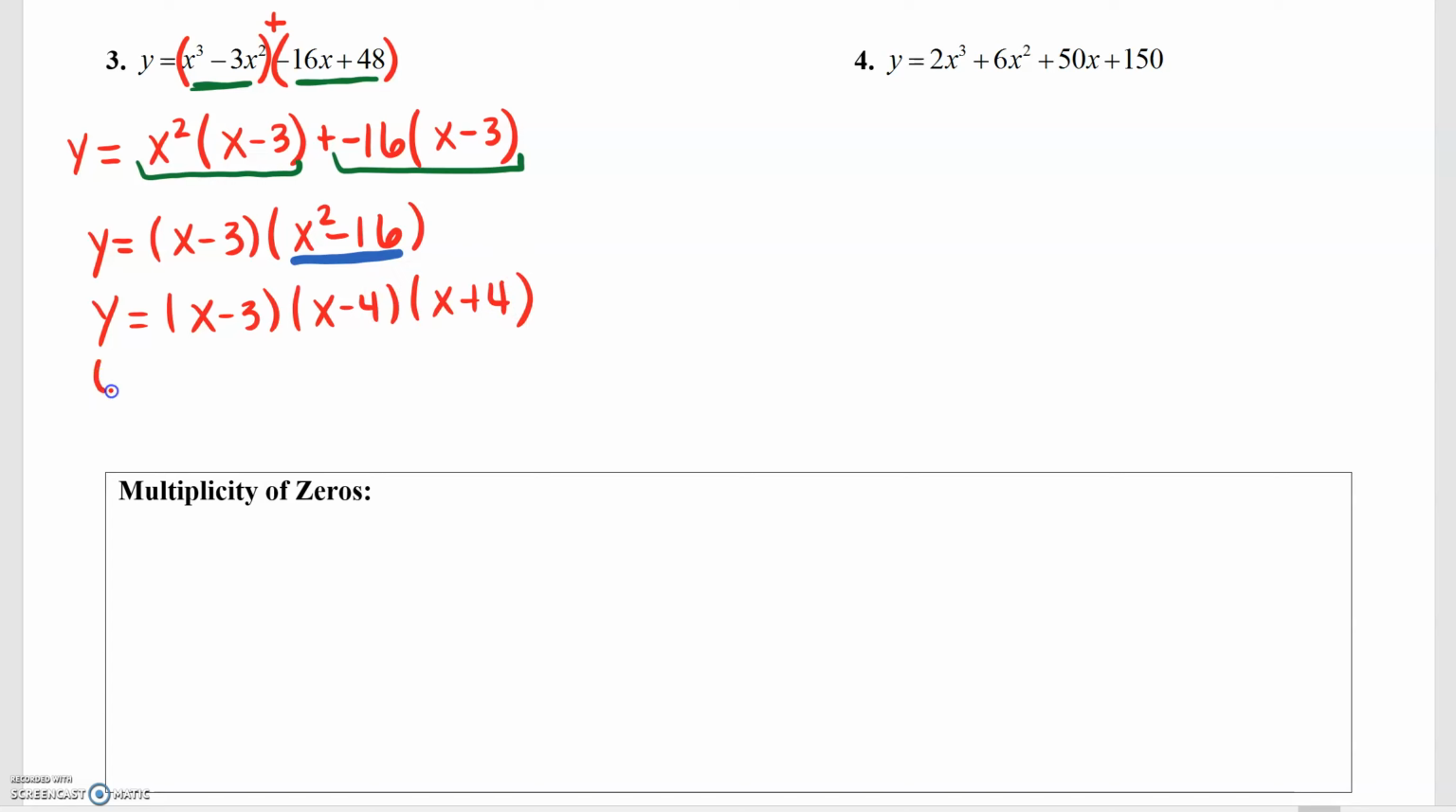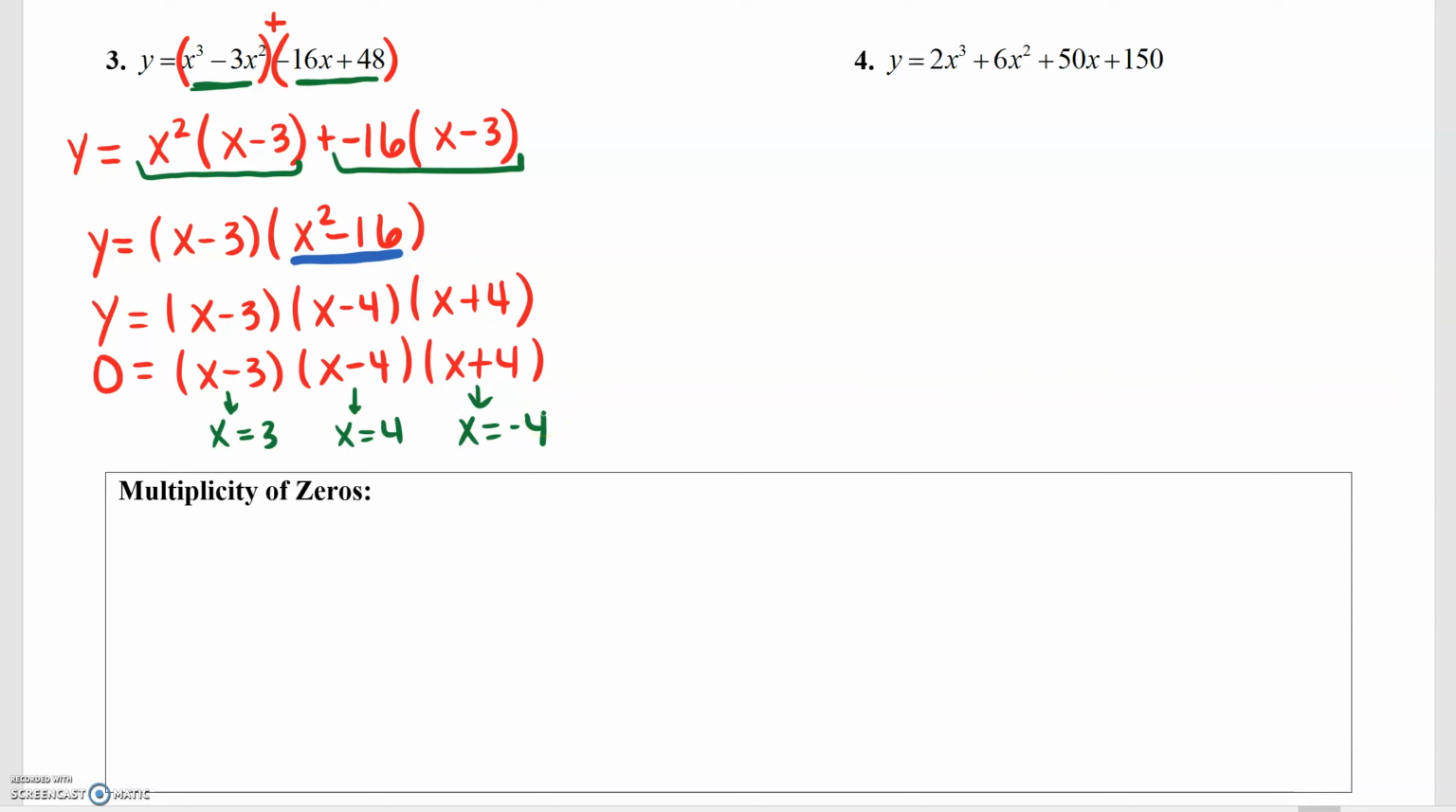I can set it equal to 0 and I can identify all of my zeros. I should have 3 of them because this started out as a cubic. And when I set each one equal to 0, I get 3, positive 4, and negative 4. So I did indeed have 3 roots.